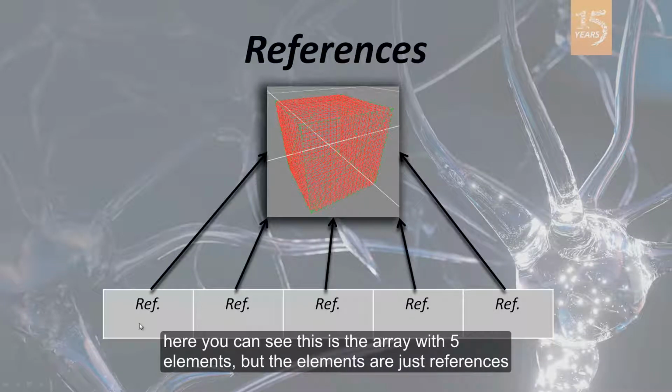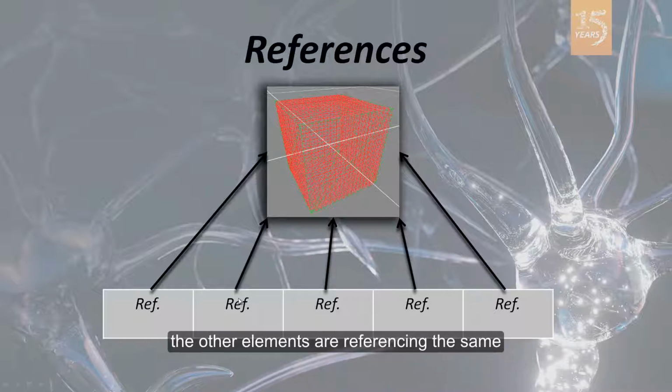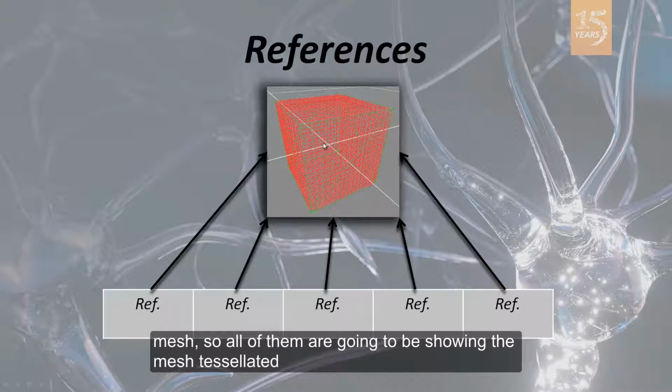Here you can see this is the array with 5 elements, but the elements are just references to the original mesh. So even though you tessellate one single element of the array, the other elements are referencing the same mesh. So all of them are going to be showing the mesh tessellated.